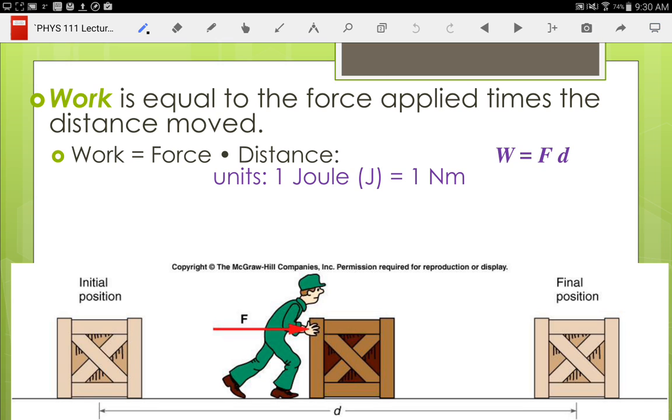Something we did not talk about was the units of work. If you take the unit of force, that's a Newton. The unit of distance, that's a meter. So the units of work are Newton meters. And to make life simpler, we have a single unit, the joule. So 1 joule is equal to 1 Newton times meter. So when we talk about energy, we'll talk about it in units of joules.